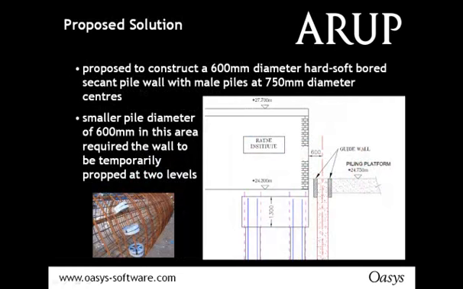So the Arup engineers proposed to construct a 600 mm diameter hard soft board secant pile wall with male piles at 750 mm centers, and a smaller pile diameter of 600 mm in this area was required, but the wall had to be temporarily propped at 2 levels for that reason.